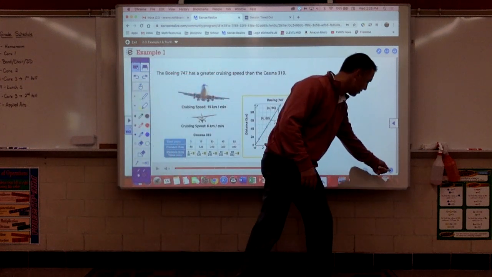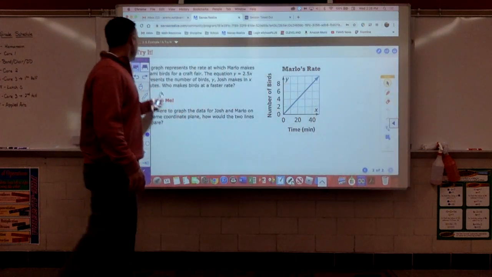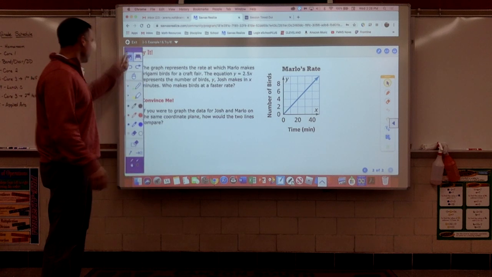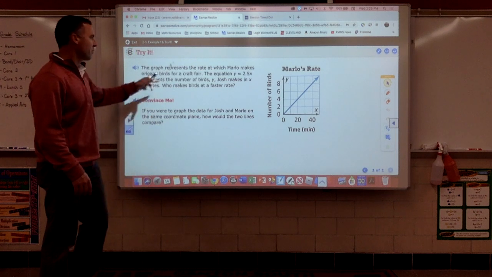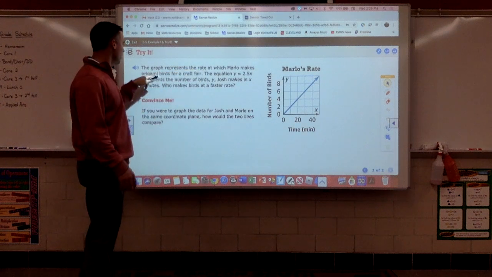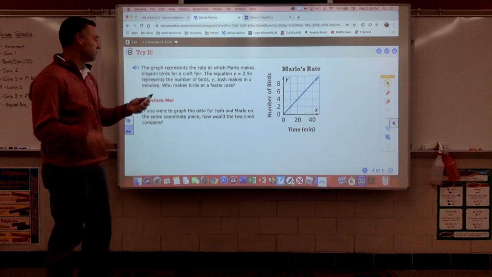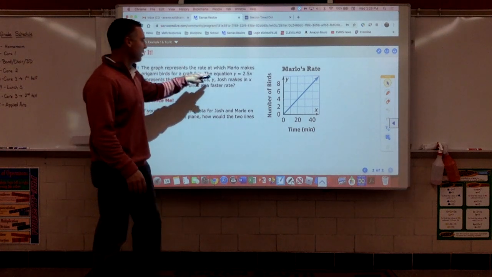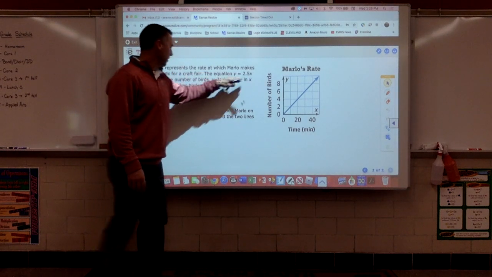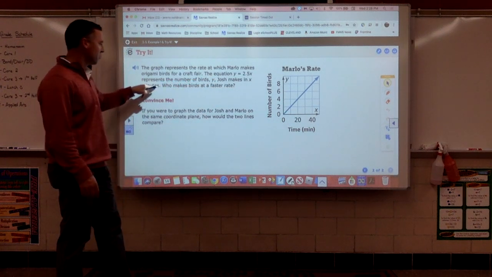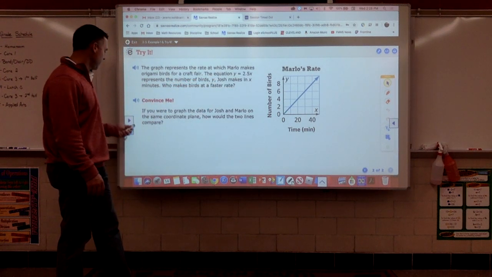Okay, take a look down at the Try It section, folks. Okay, now we've got a graph. It says the graph represents, let me get rid of this thing, the rate at which Marlo makes origami birds. They like folding up things and making little birds, okay, for a craft fair. The equation y equals 2.5x represents the number of birds y that Josh makes in x minutes. Who makes birds at a faster rate?